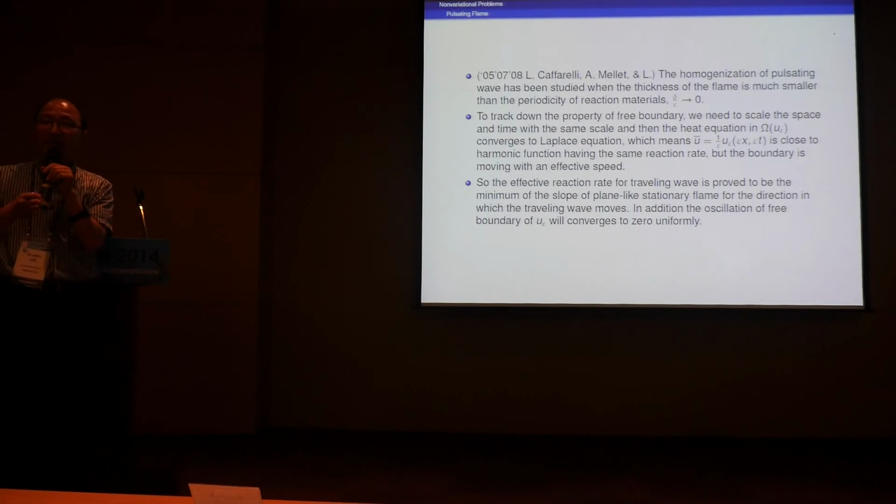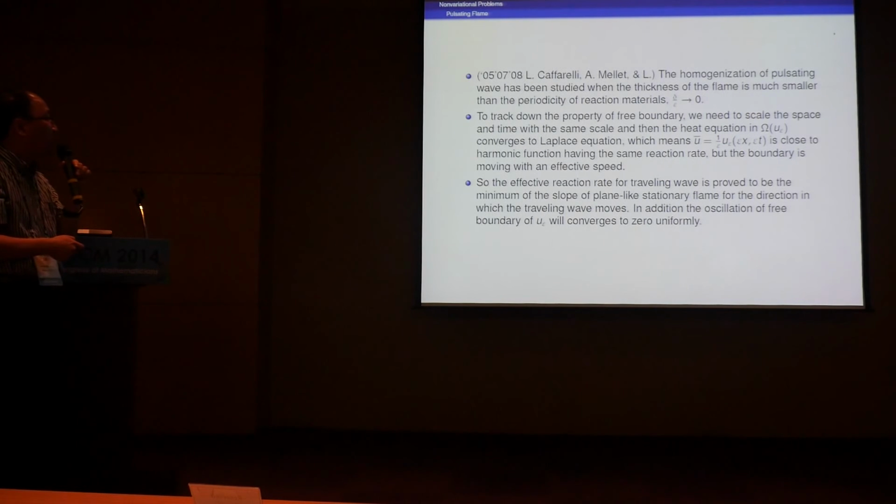So classifying the elliptic solutions, which have an almost constant slope and create plane-like solutions, is very important. And then choose the smallest one among them, and that will be the effective reaction rate. So the effective reaction rate for the turbulent wave is proved to be the minimum of the slope of the plane-like stationary flame for the directions in which the turbulent wave moves. In addition, the oscillation of the free boundary of u sub epsilon will converge to zero uniformly through another estimate.